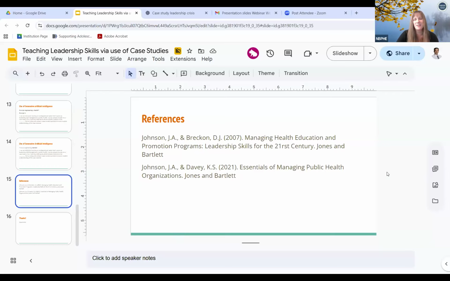We have another question about AI. So how does the use of AI factor into preventing plagiarism of students? That's a really huge question, and I think we can have another presentation on that. And again, I'm reviewing some literature on that right now.